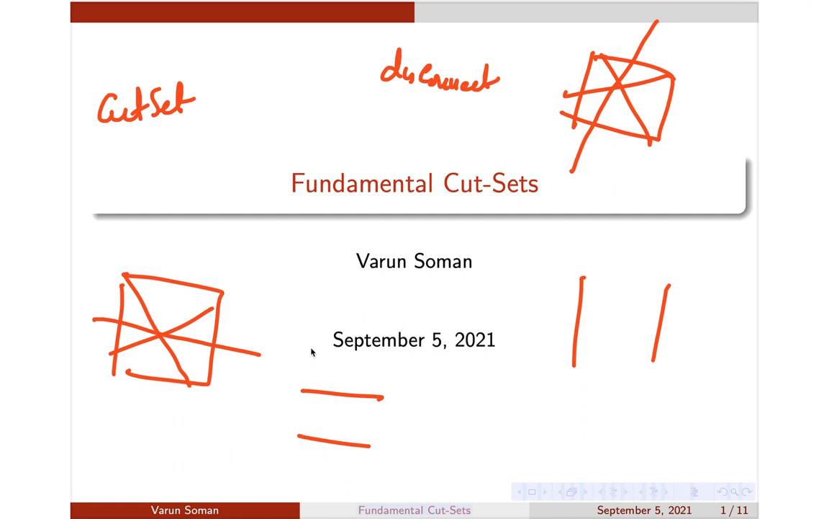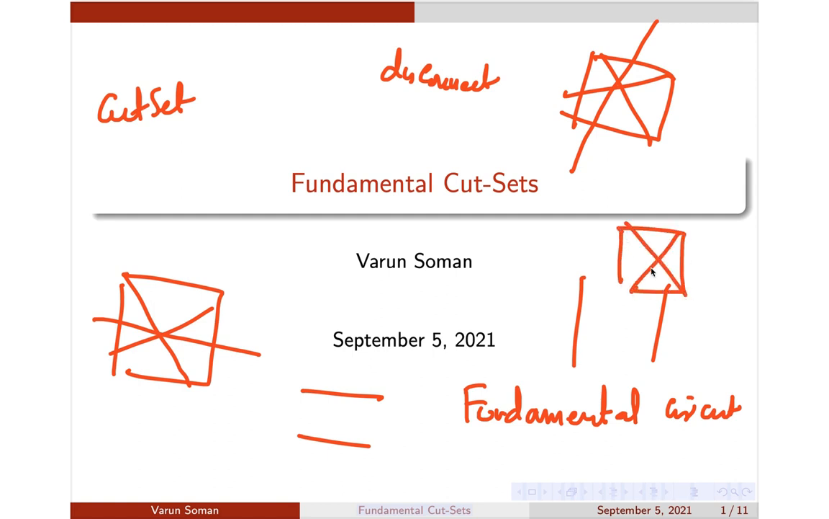Let us now discuss the concept of fundamental cut sets. Fundamental cut sets are very similar to a concept we have studied earlier, called fundamental circuits. I hope you remember what fundamental circuits are. Fundamental circuits were always defined in relation to a spanning tree. Suppose you have a graph G like this. Take a spanning tree of that graph.